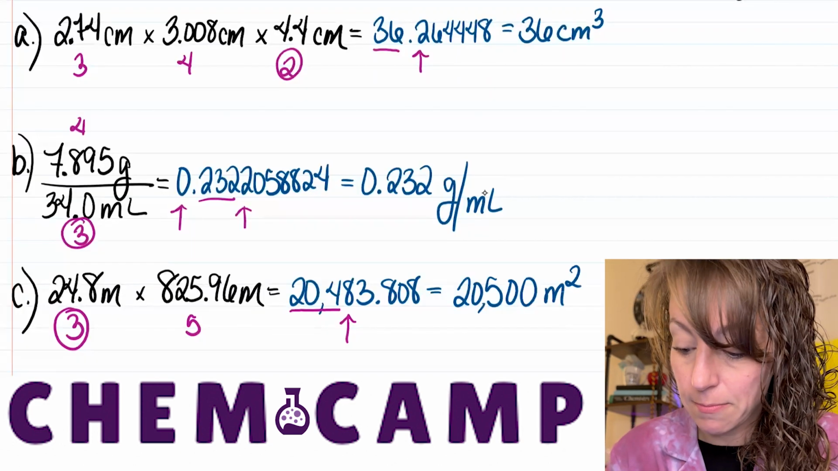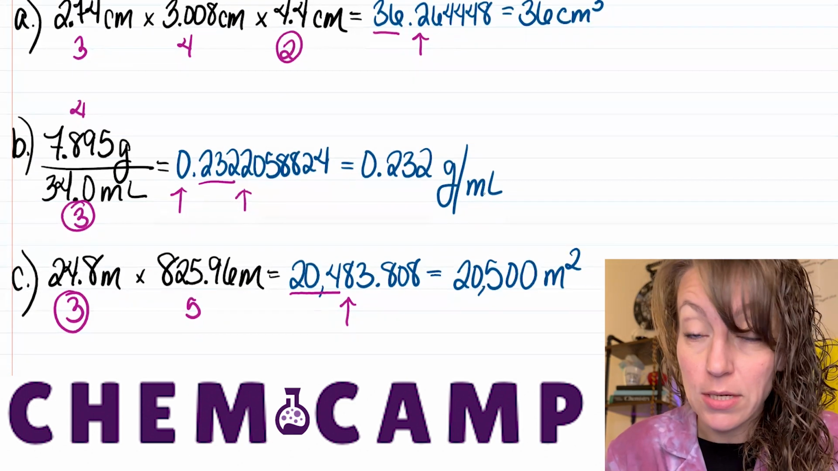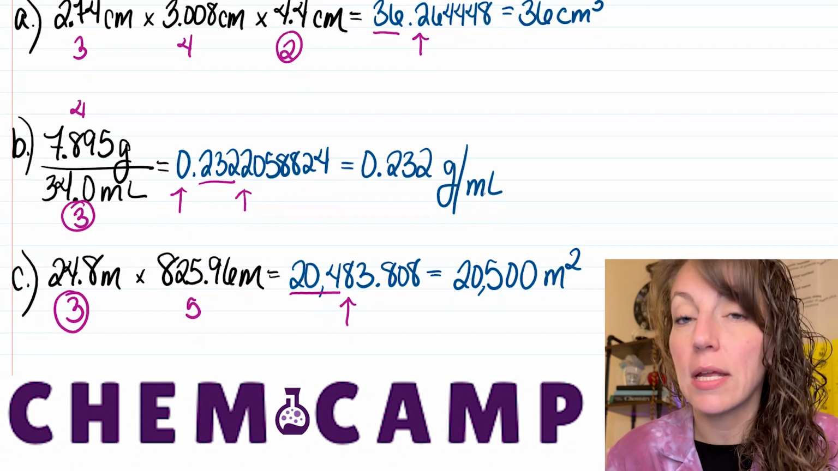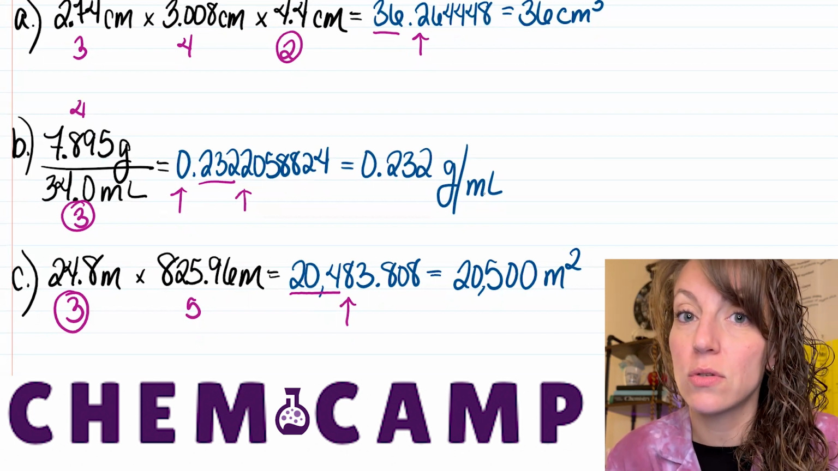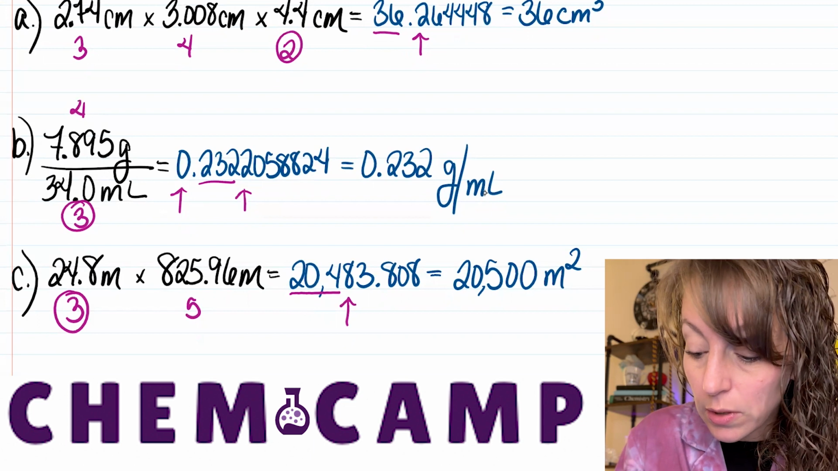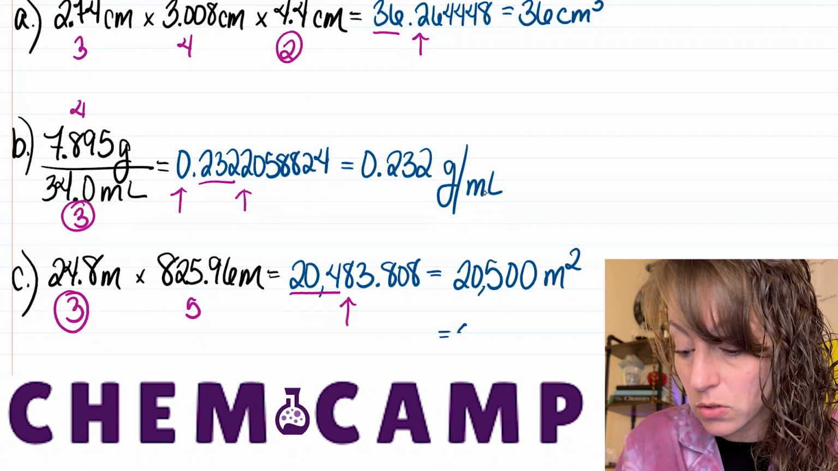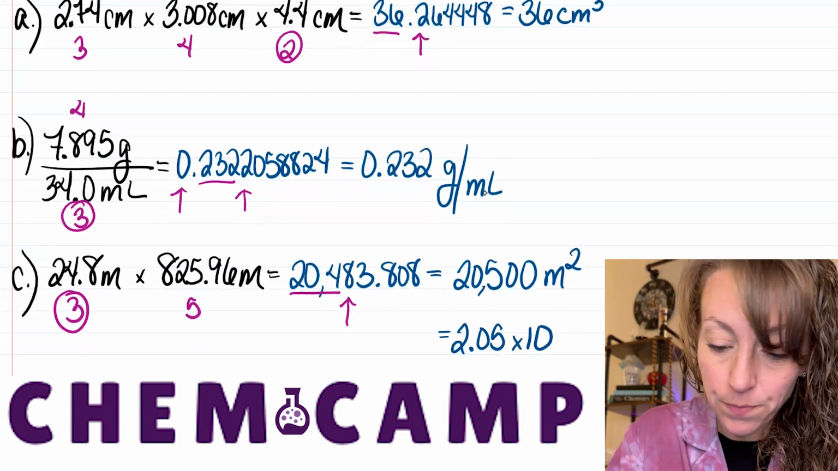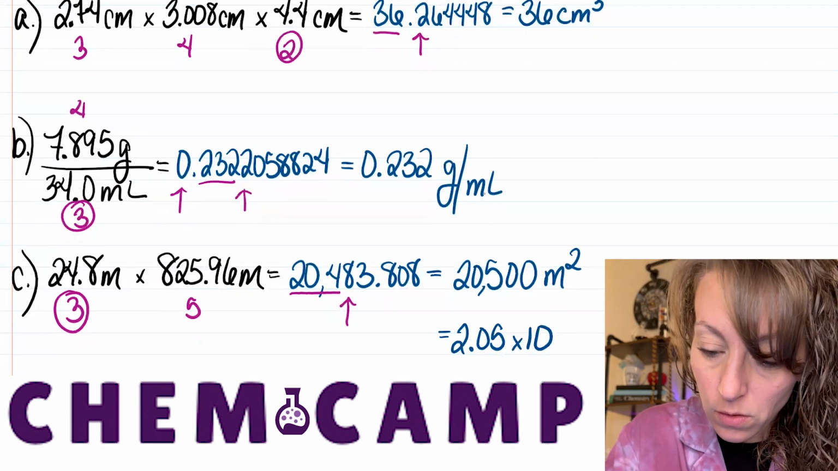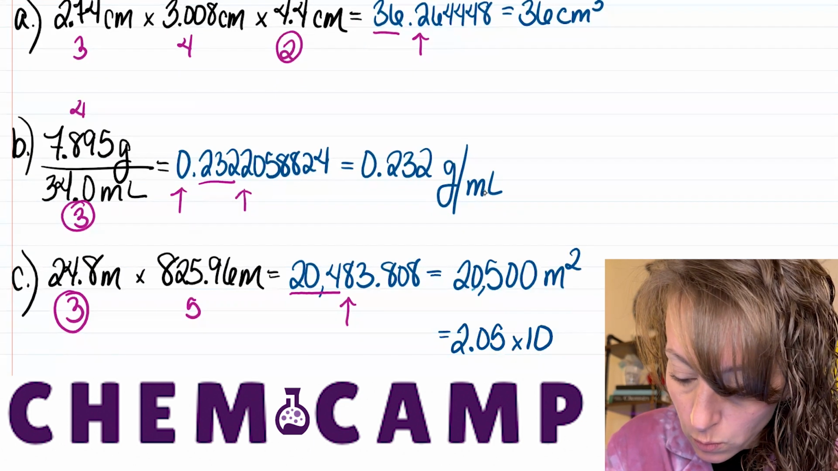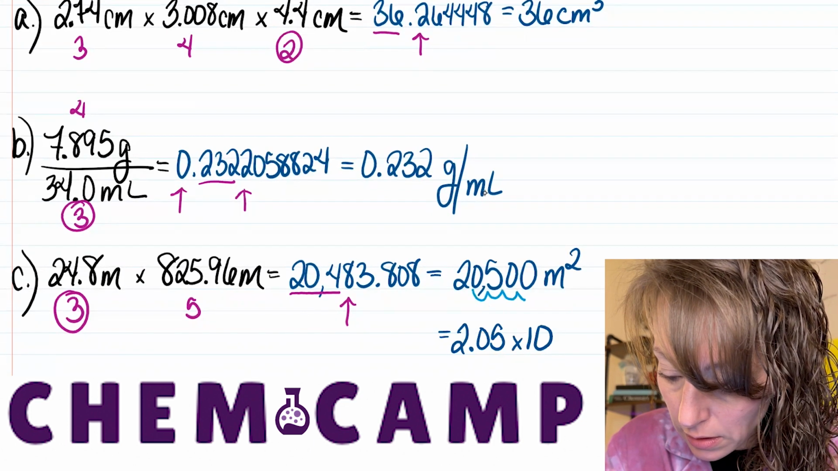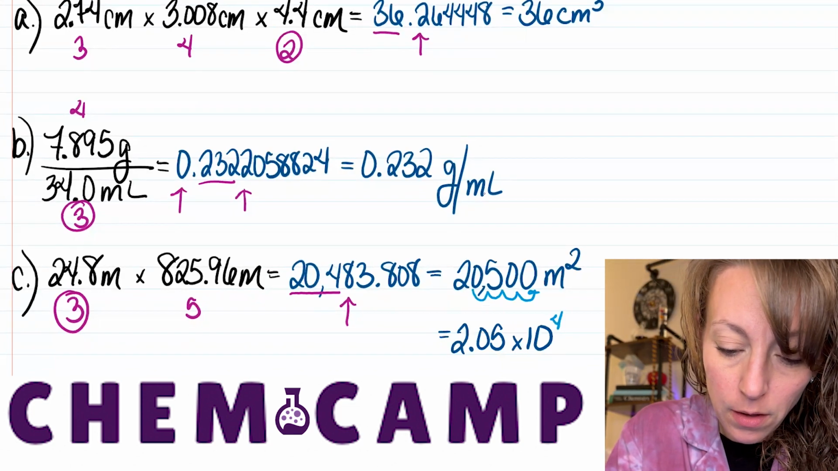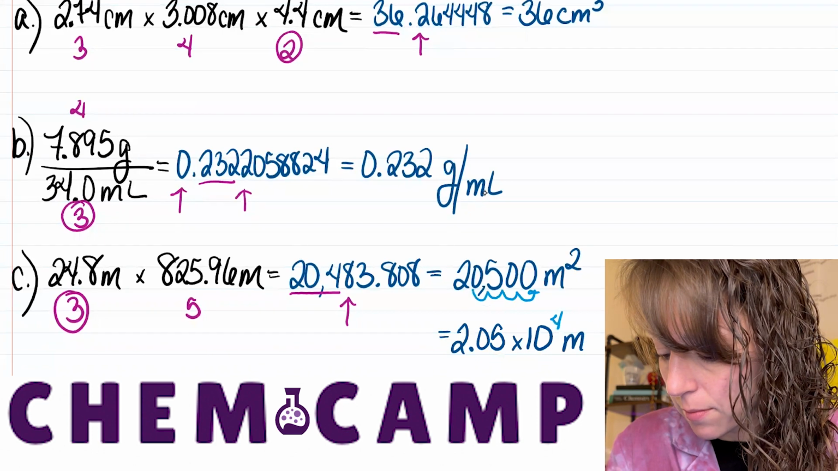meters squared. Another option here is we could also place that answer in scientific notation and not have to worry about those last 2 trailing zeros. So we could also report this answer as 2.05 times 10 to the 4th, and then add our meters squared.